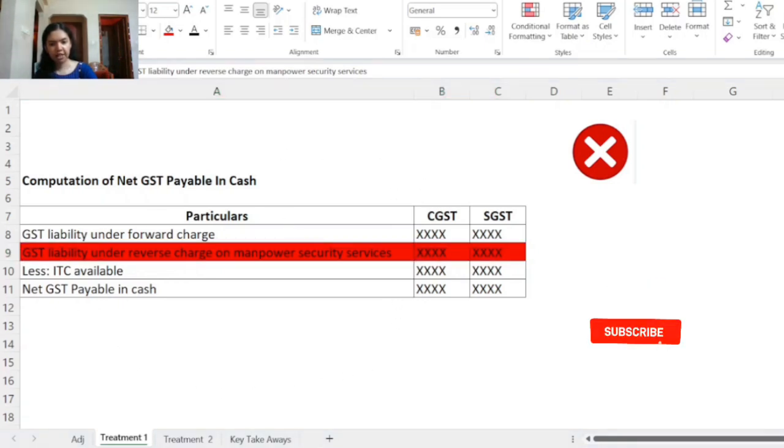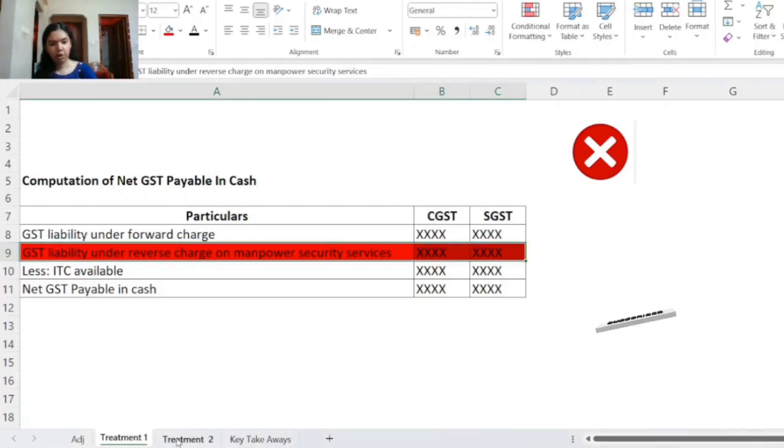So this is the mistake. They have wrongly set off the ITC against the reverse charge liability. This is not allowed because the tax payable under RCM is not an output tax, it is input tax. Hence, it cannot be adjusted through ITC, it must be paid in cash. So, this type of presentation is wrong.